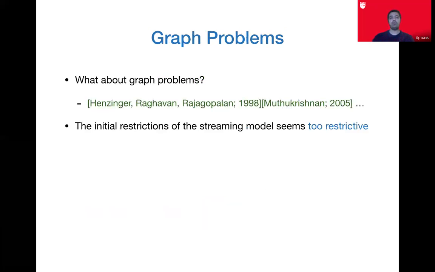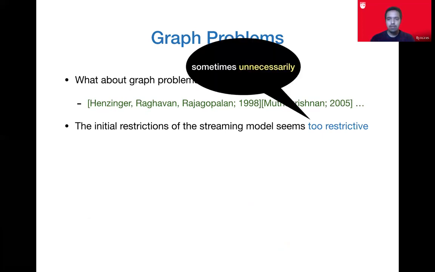But what about graph problems? This question has been asked many, many years ago. And the understanding is that this restriction seems to be really restrictive when it comes to graph problems. If you want a solution for, let's say, the minimum spanning tree problem, there's no way you can output a spanning tree of your graph with exponentially smaller memory than the input size. At the same time, it's also understandable that in many cases, these restrictions are unnecessarily too restrictive.